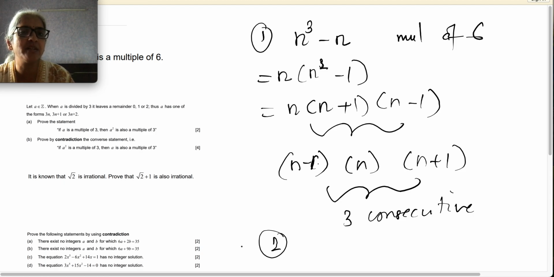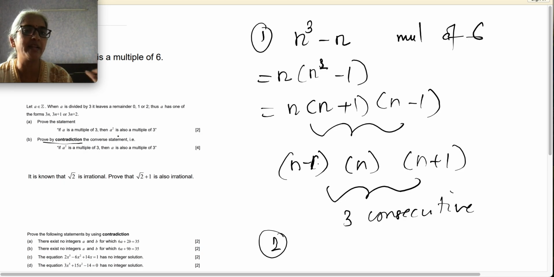The next question says to use the method of contradiction. The question says a is divided by 3, and whenever a number is divided by 3, it either leaves a remainder of 0, 1 or 2. Once it crosses that, the next number is again divisible by 3, correct? So a is one of them. It's either 3n, which means it's a multiple of 3, or it is 1 more than a multiple of 3, or 2 more than a multiple of 3. Prove that if a is a multiple of 3, then a square is also a multiple of 3.